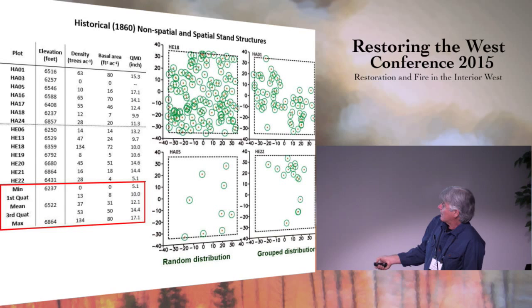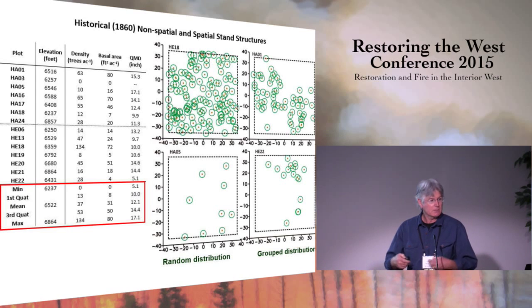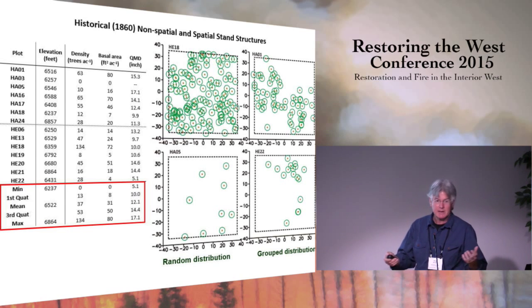And then these are the stem maps, just of the pre-settlement ones. So we've got random distribution in some. This was our densest plot up here, the one that had 134 trees per acre. And then also group distributions on some of the other ones. So using spatial stats we can find out which are grouped, which are clumped, how many trees in groups, and so on like that.